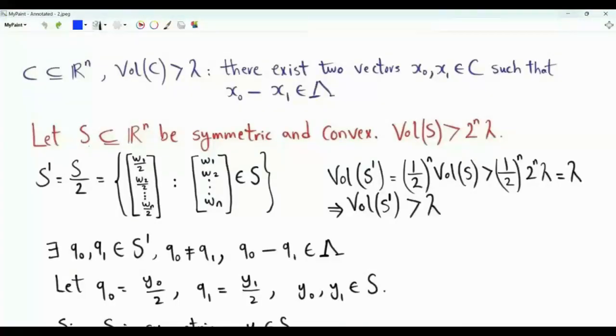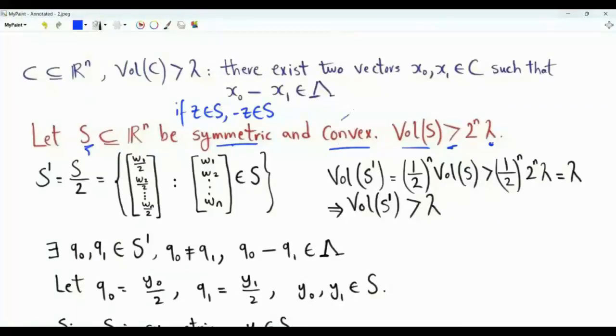Now to Minkowski's theorem. We have a non-empty S, which is a subset of R^n. S is symmetric and convex. Its volume is strictly greater than 2 to the power n times lambda, where lambda is the volume of the fundamental cell. Symmetric means that if z is in S, then minus z is also in S. If we have a point or vector z in the set S, then minus z is also in the set S.